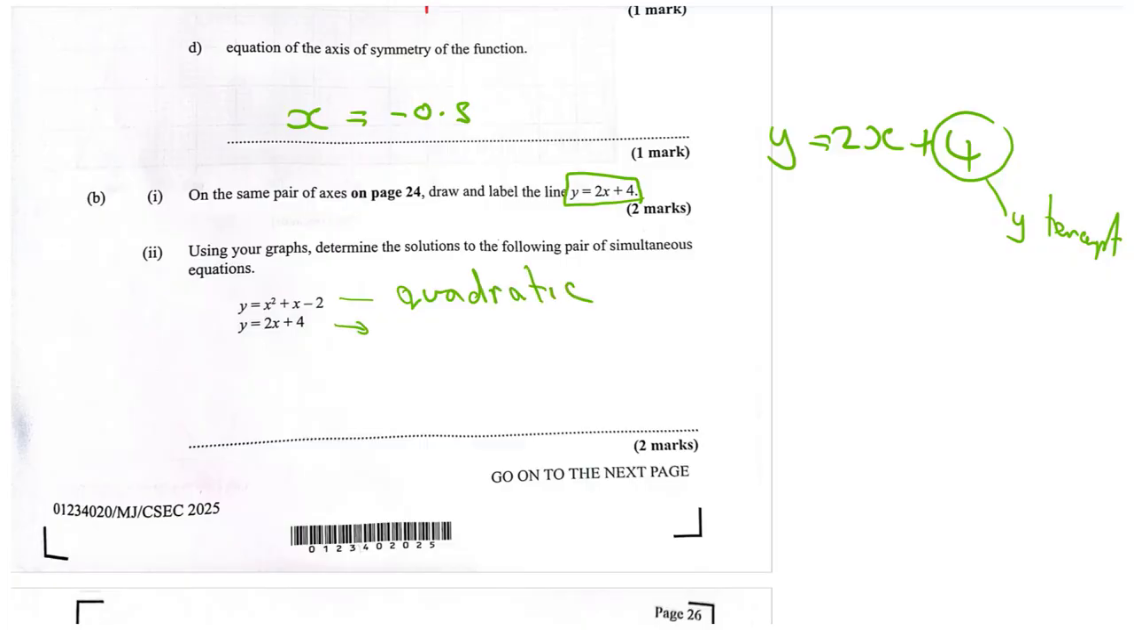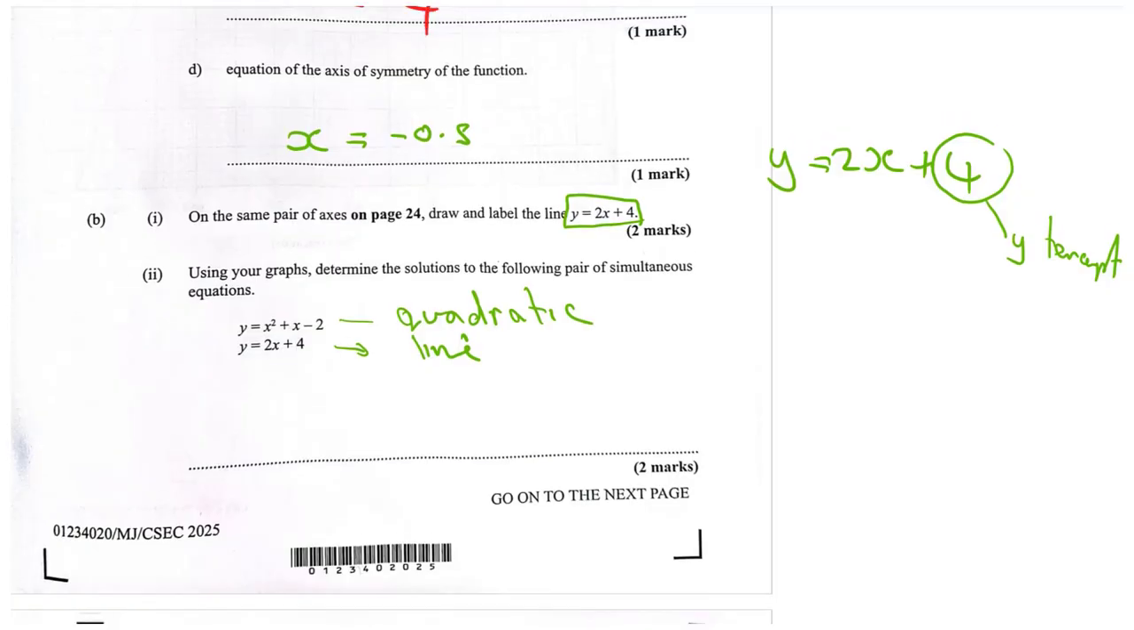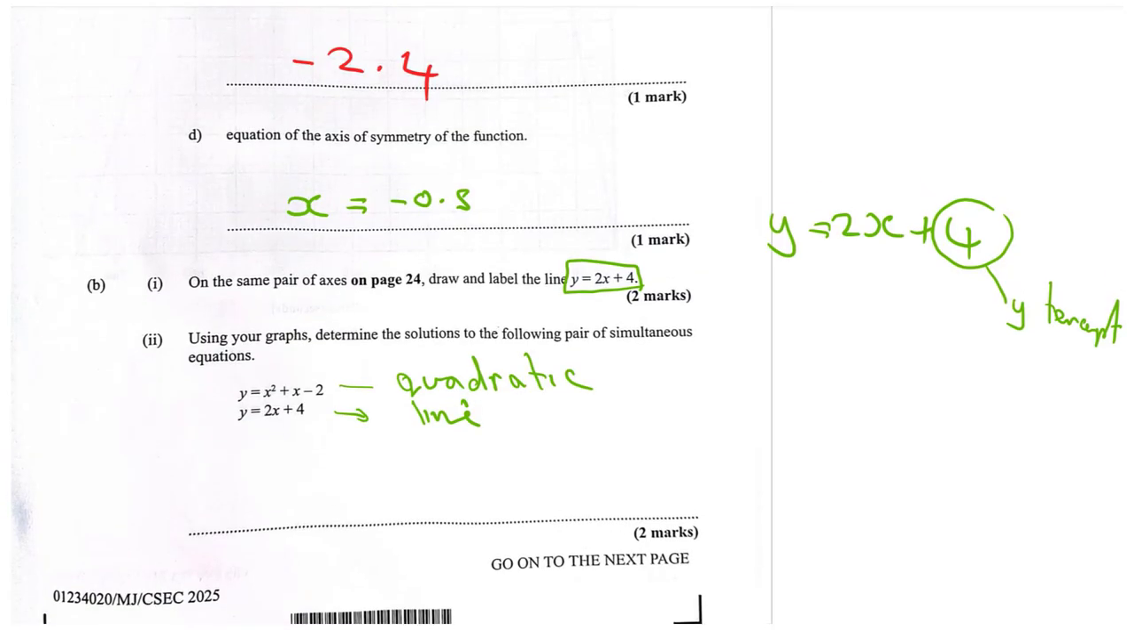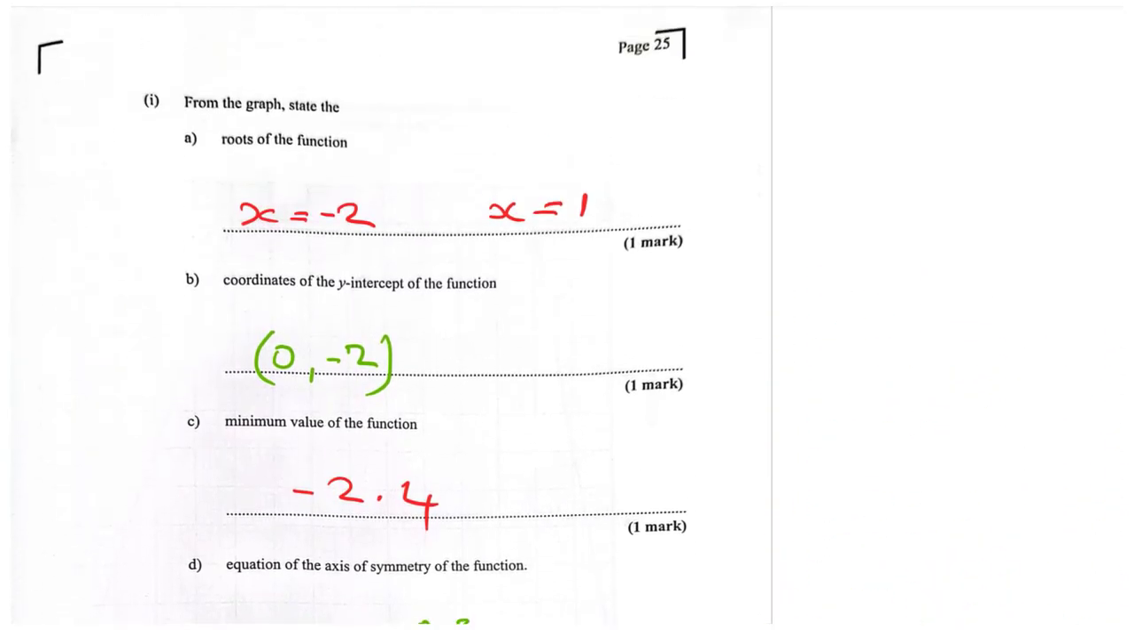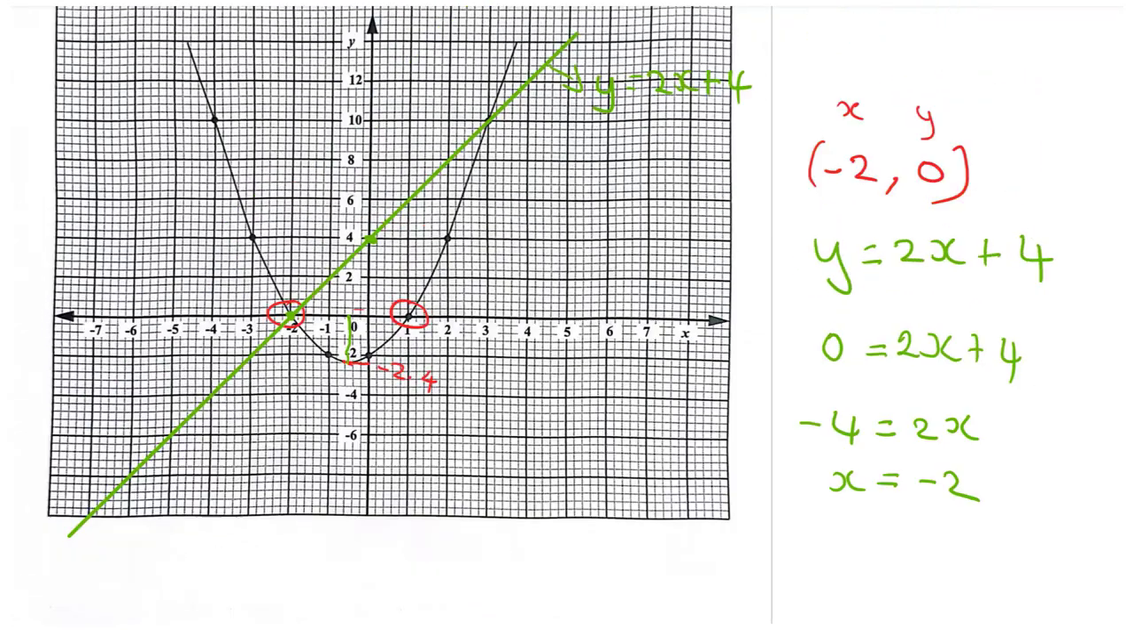And this one here is the line. Now, whenever we are using our graph to find a solution, all we are going to look for are the points where both lines or curves intersect. So let us go back to the graph here. Right, so what we are looking for now are the points where the line and the quadratic curve meet.